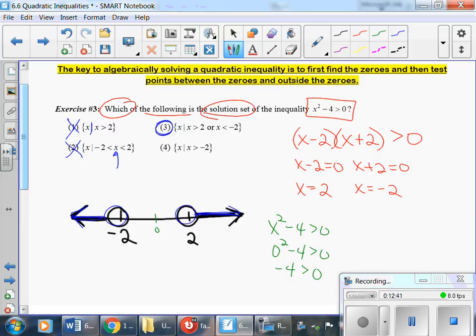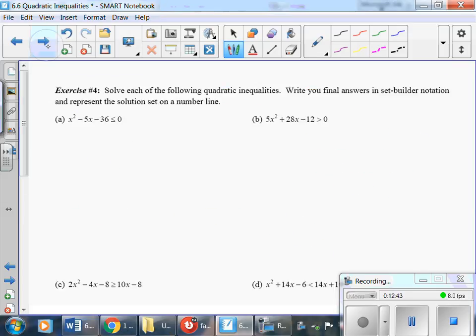Moving on to exercise 4. I think you guys can pause the video at this point, and you can try these on your own. Even if you solve them and you get a little confused at the end, at least get them solved on your own, okay? Remember to write all your final answers in set builder notation and represent the solution on a number line.